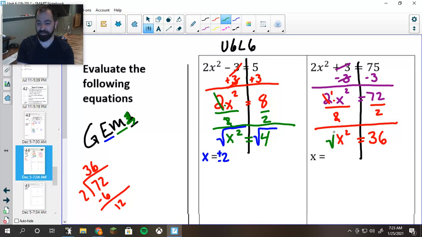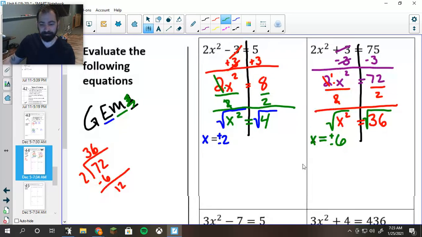So we're going to take the square root of both sides now. We're left with x equals, the square root of 36 is 6, but again, making sure that we use plus and minus 6. Up at the top, 6 squared is 36. 2 times 36 is 72. 72 plus 3 is 75. We know we did it right.